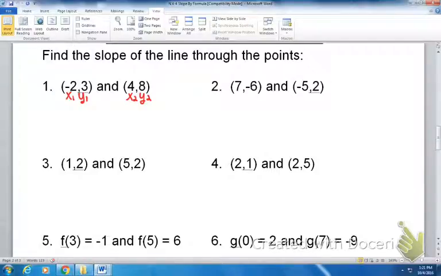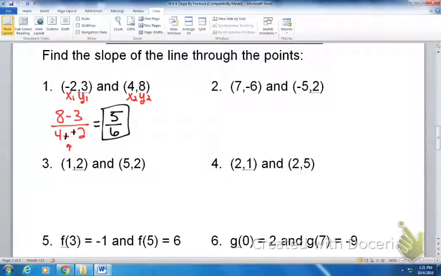So the formula says to find the slope, we take y2 and subtract y1 from it. Well, y2 is 8 minus y1, which is 3. And we divide that by x2, which is 4, minus x1, which is negative 2. Now, this part right here, subtracting a negative, a lot of people will just say, oh, well, I put the subtraction sign that takes care of the negative, and it does not. You have to be very careful. So I'm going to go ahead and do a boom boom here. 8 minus 3 is 5, divided by 4 plus 2 is 6. So your slope is 5 over 6.